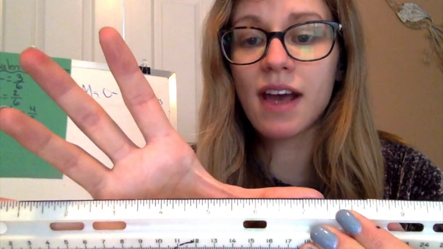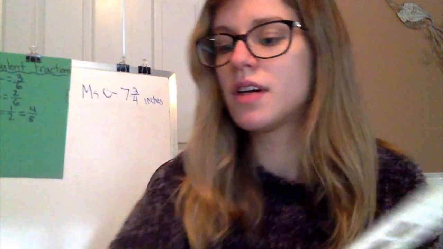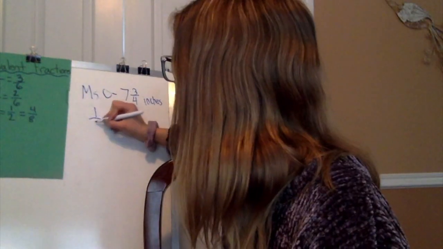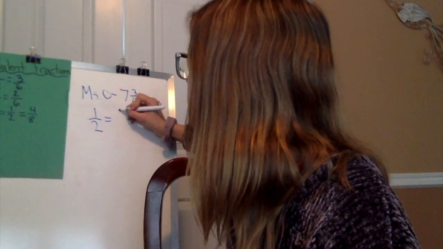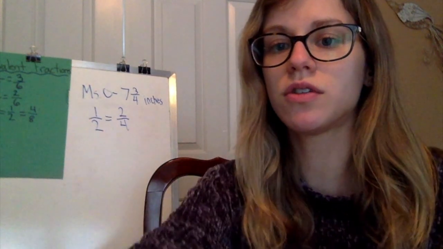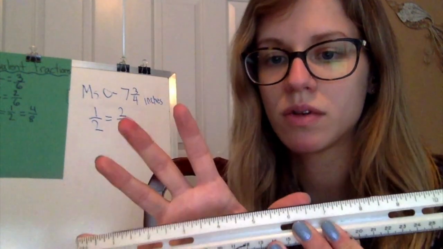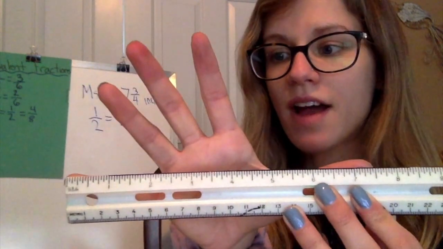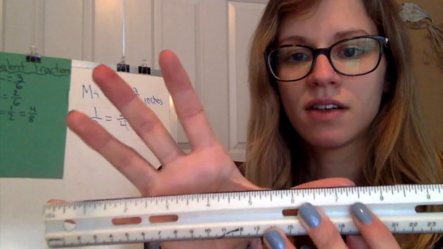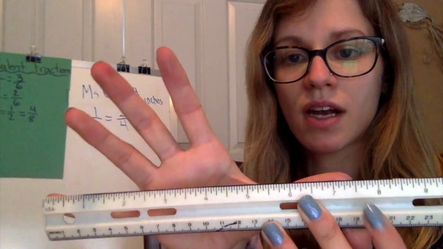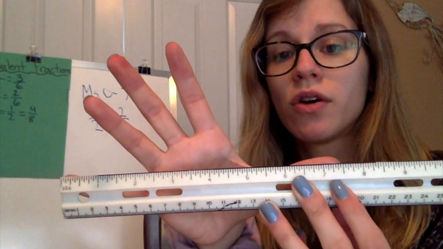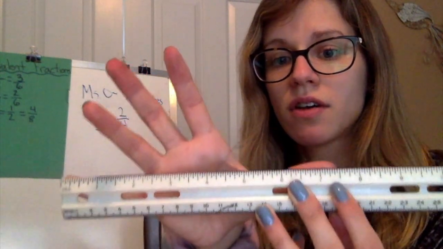I would say still that it's 7.5, or remember yesterday with our ants, 1/2 is equivalent to 2/4. 1/2 is equal to 2/4. They're the same. So I could say that this is 7.5, or it's 7 2/4. I'm still measuring it to the nearest fourth.